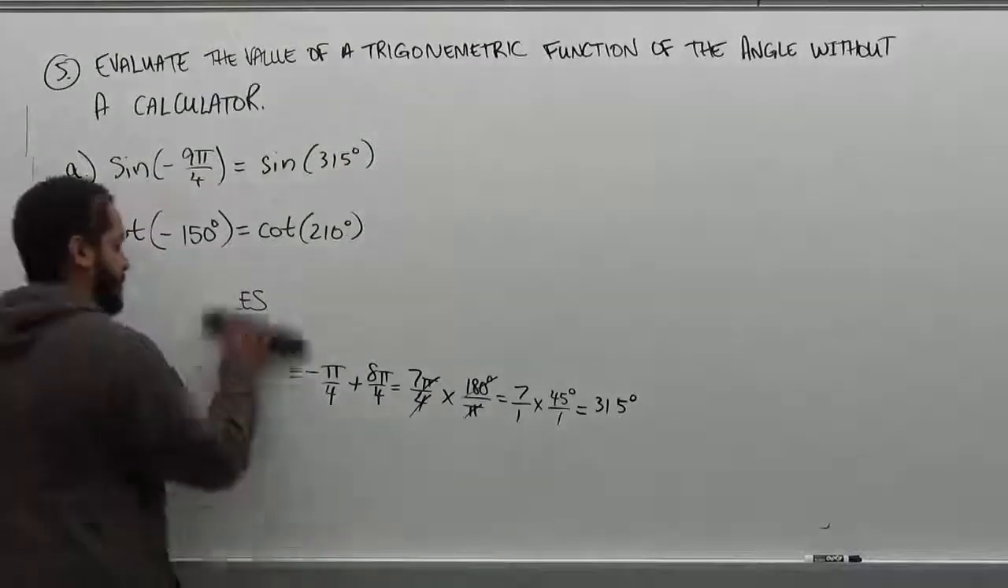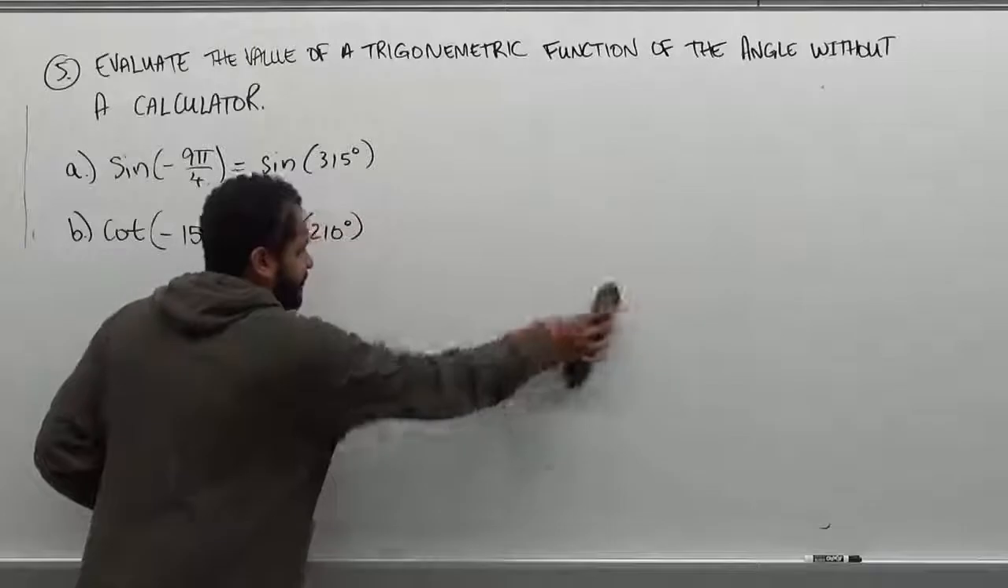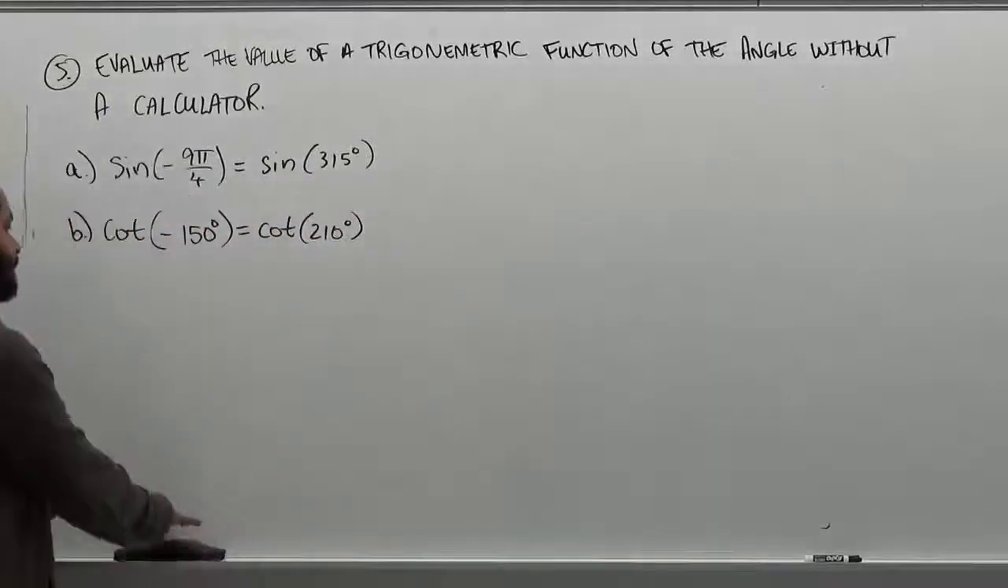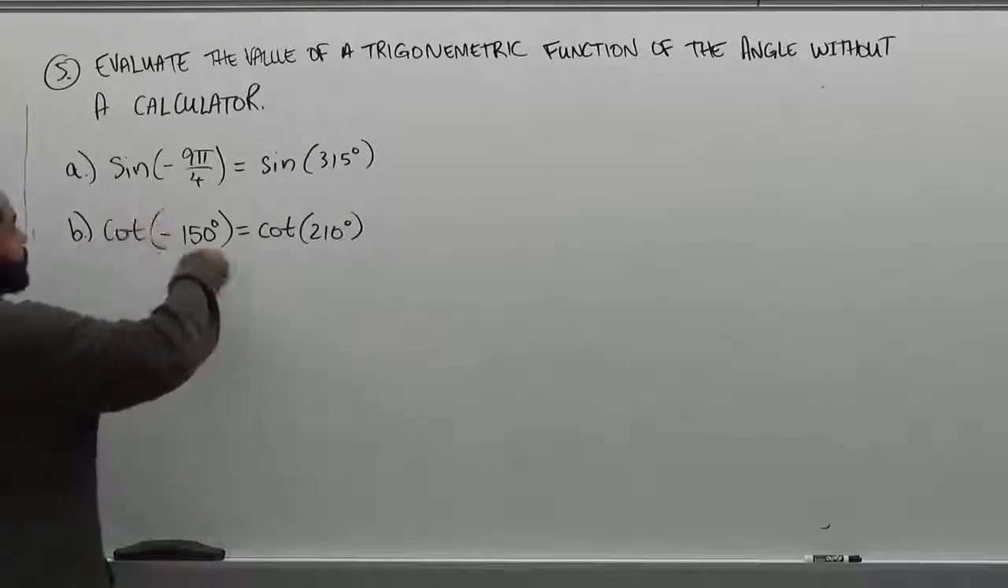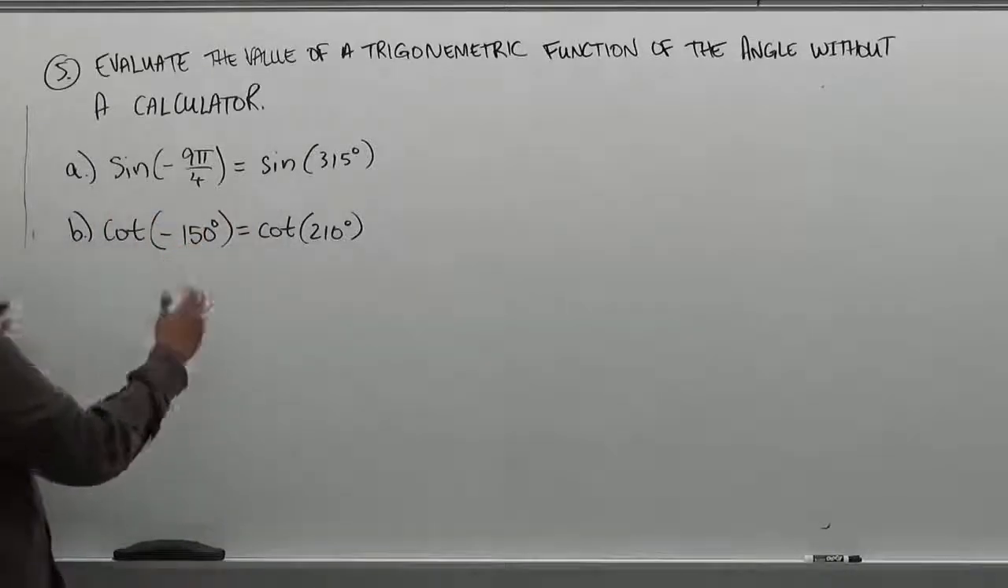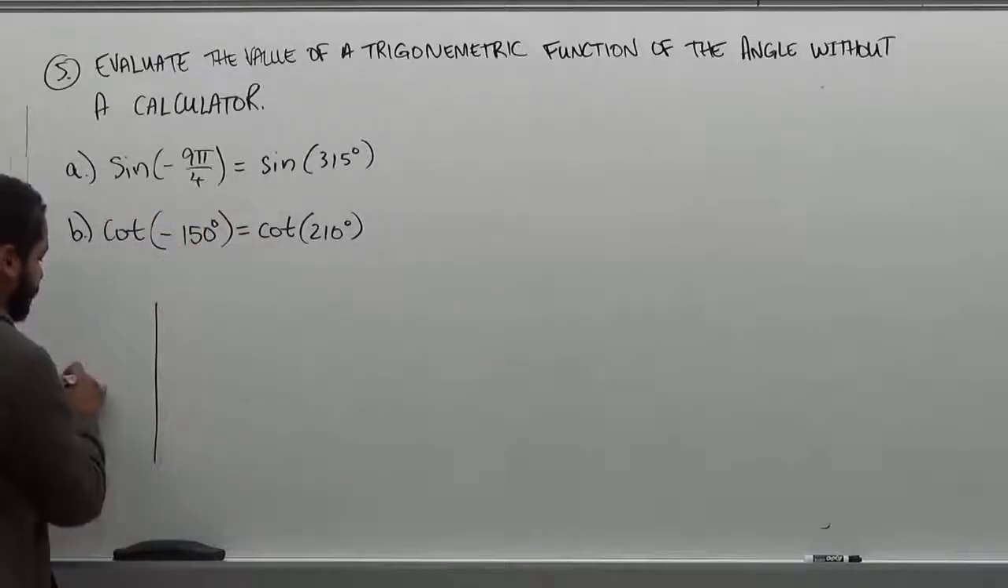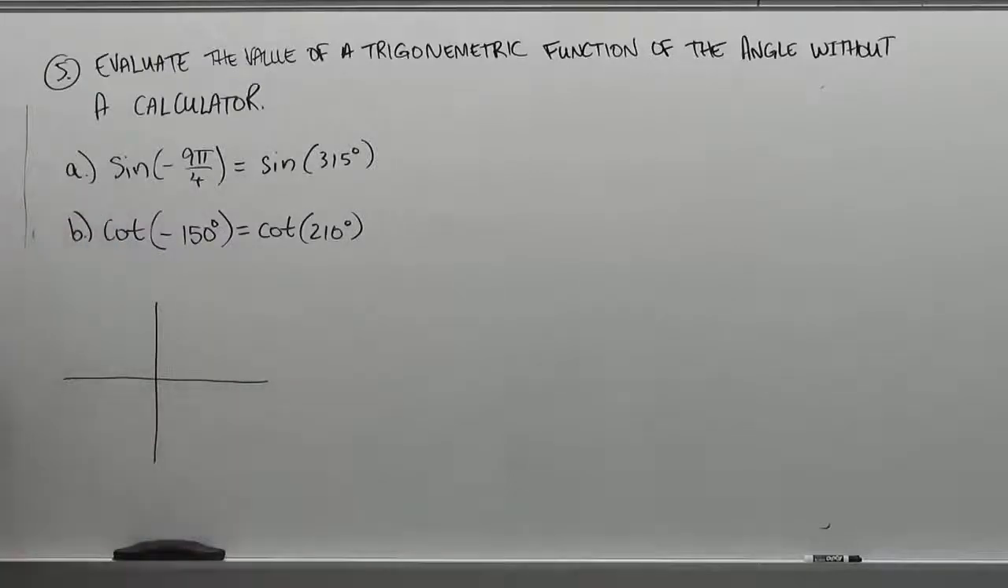I'm just going to wipe this down so we can continue, because there are a couple more components we want to work with. Now, when we're dealing with trigonometric functions and we have 4 quadrants, we want to determine where these angles lie.